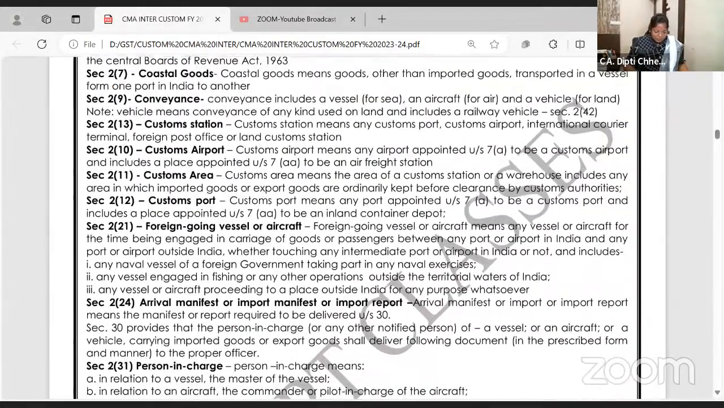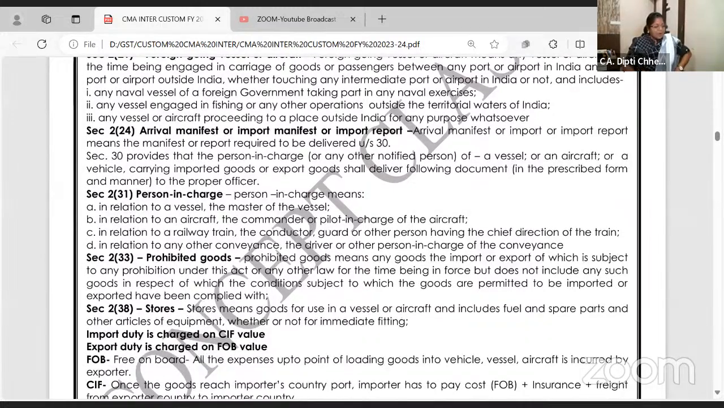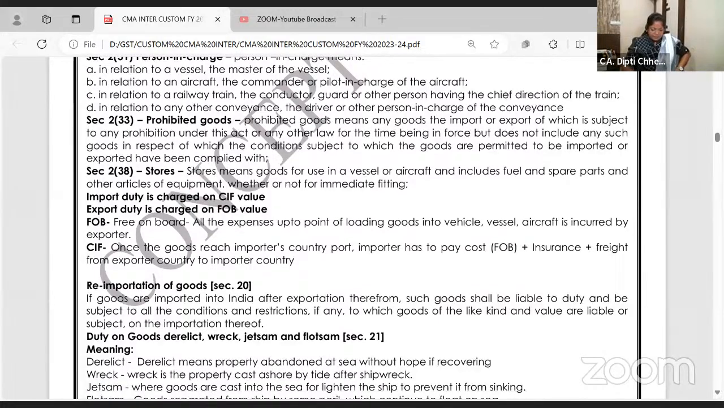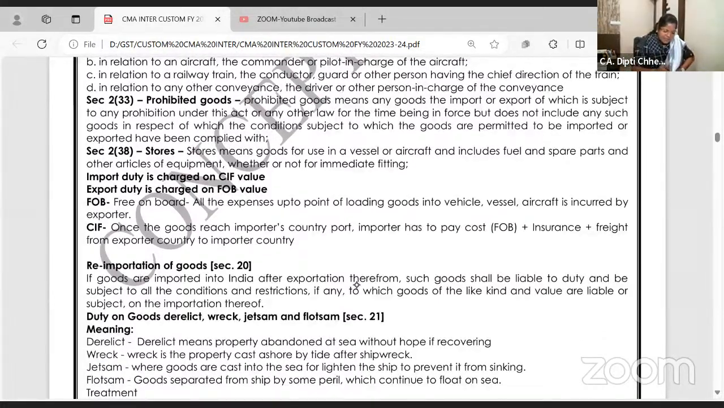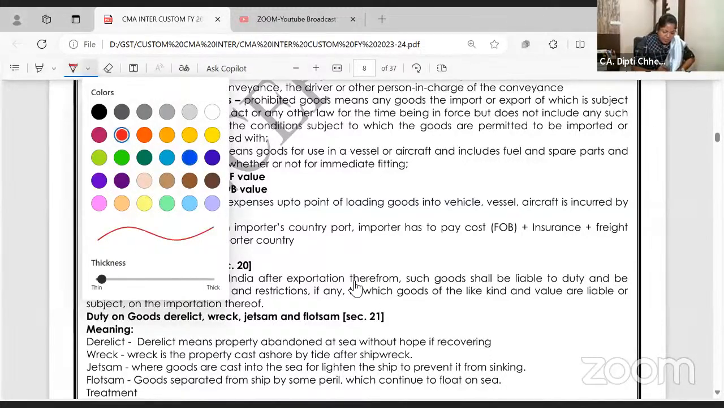MCQs में बहुत पूछते हैं that when the goods are imported, what you have to prepare when the vessel comes. You have to prepare the arrival manifest, and all the 3 ways of import are covered: roadways, vehicle, vessel for waterways, and aircraft.